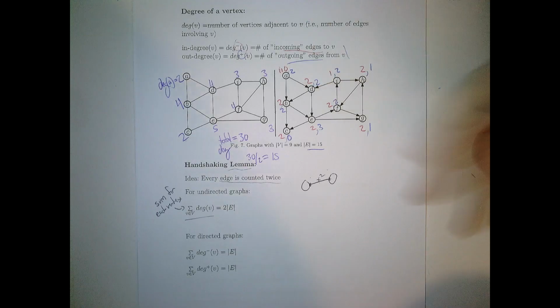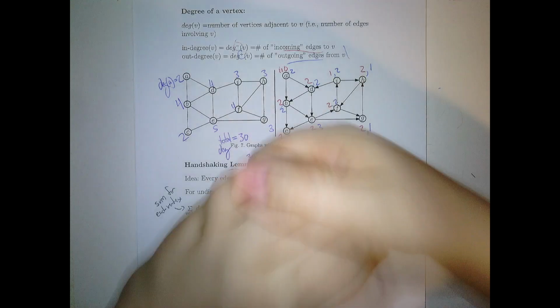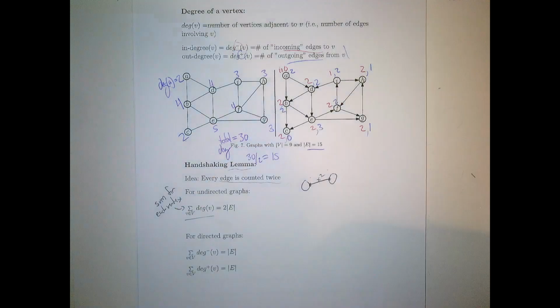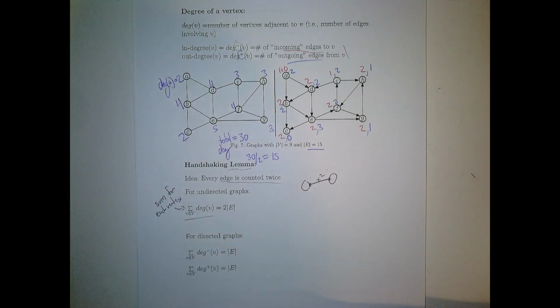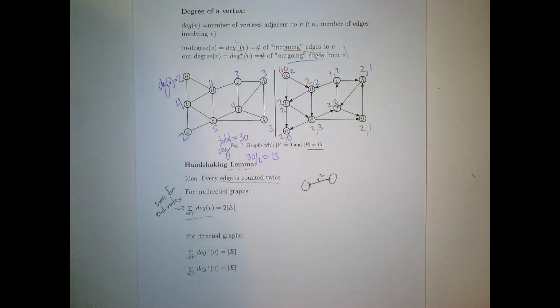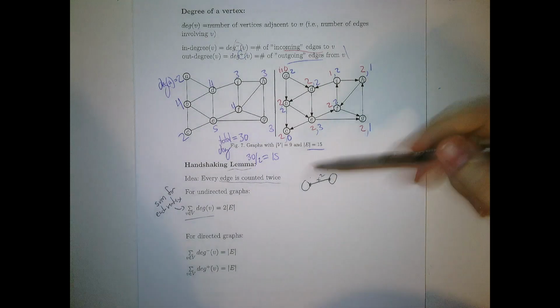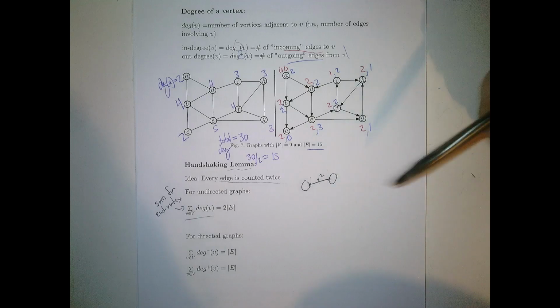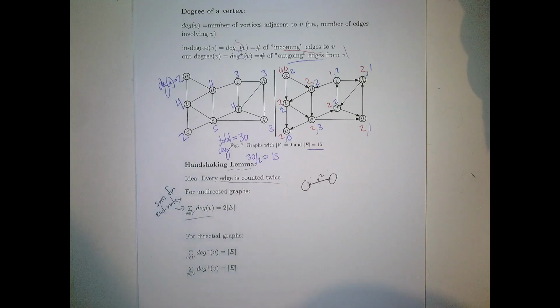The name comes from handshakes. If you're at a party and everyone's shaking hands, and then you asked everybody how many hands they shook, and then you counted that up, that would be 2 times the number of handshakes, because every handshake has 2 hands. I don't know if that's any more helpful than just this observation, but if you're curious, that's why it's a handshaking lemma. Okay, moving on.